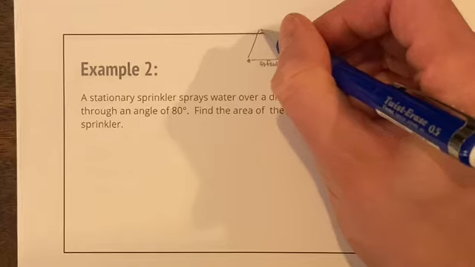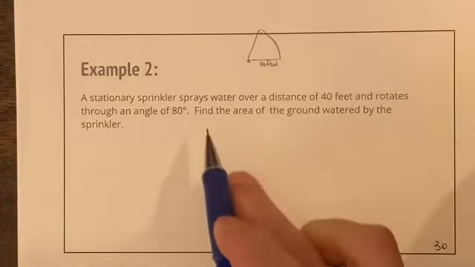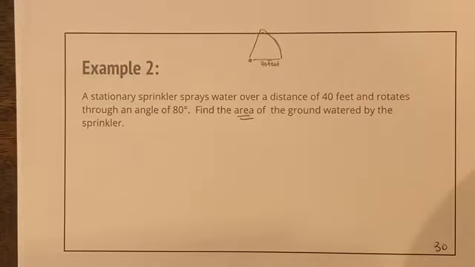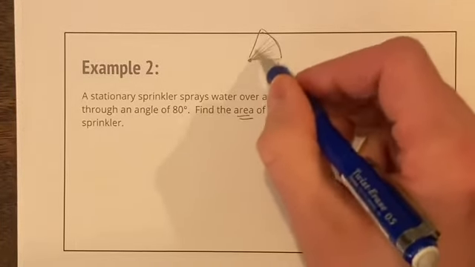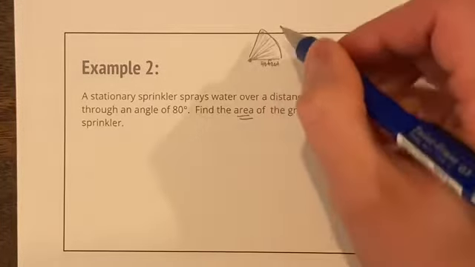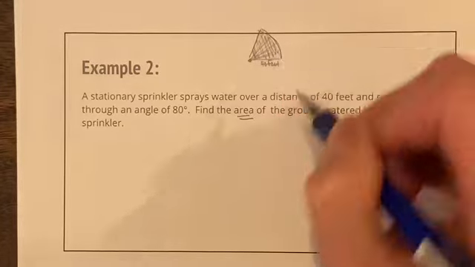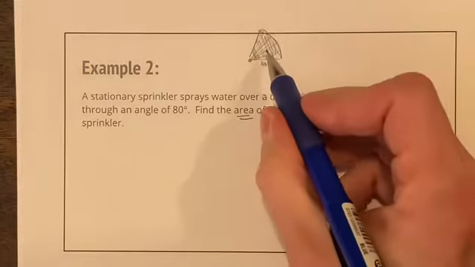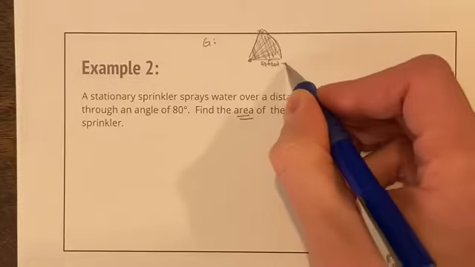So that gives us what we call a sector of space. Find the area of the ground watered by the sprinkler. That means the sprinkler is going to rotate and water all of this ground. We're only watering this space. So we're going to use the area of a sector formula for this one. It's nice, this organizes our given information. Our given information here is that we have 40 feet as our radius.